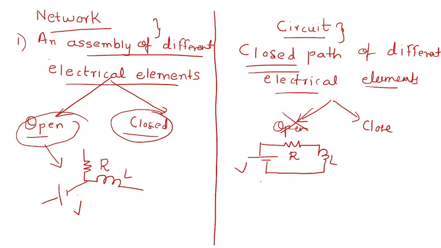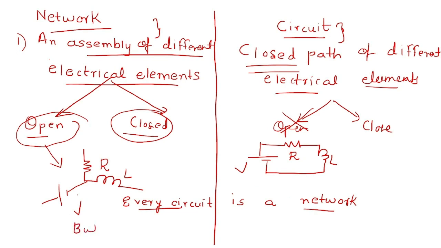Is it clear? Hence, I can say that every circuit is a network, right? A circuit is definitely a network because a circuit is a closed path and a network can also be open or closed. So every circuit is definitely going to be a network.